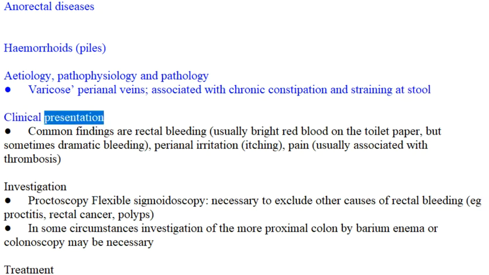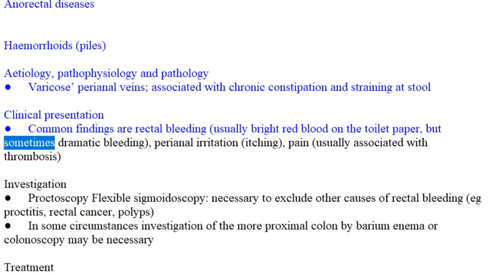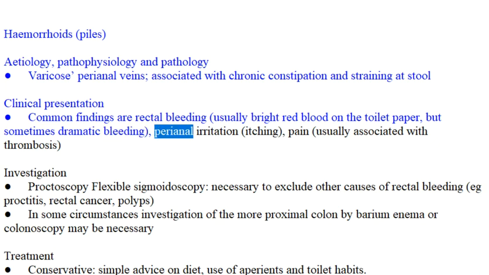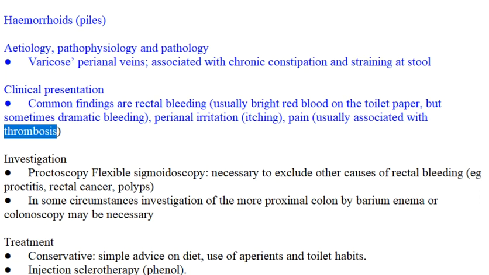Clinical presentation. Common findings are rectal bleeding, usually bright red blood on the toilet paper, but sometimes dramatic bleeding, perianal irritation, itching, pain, usually associated with thrombosis.